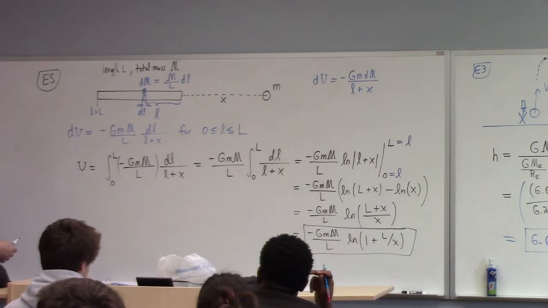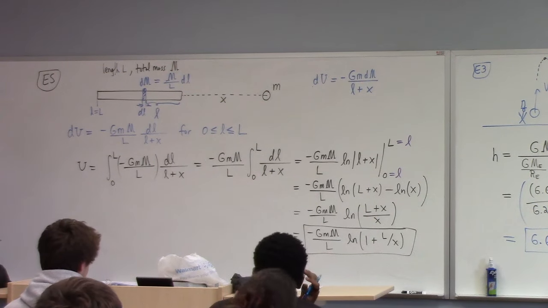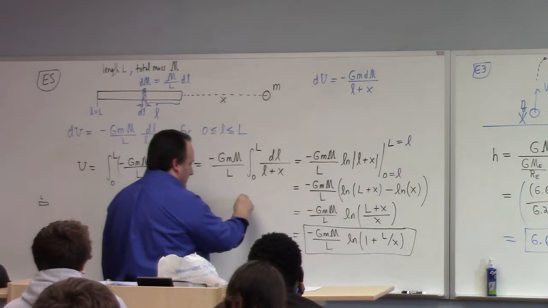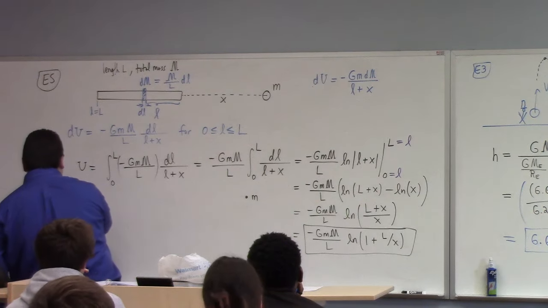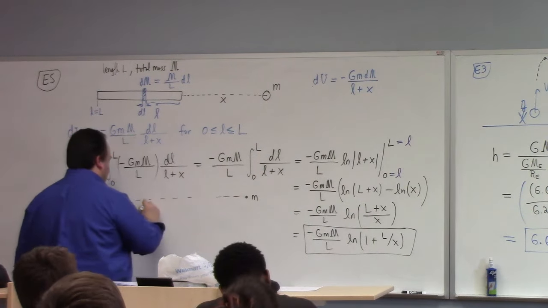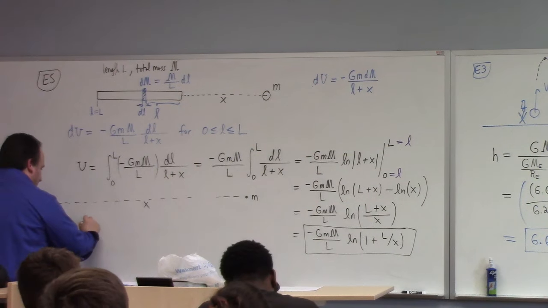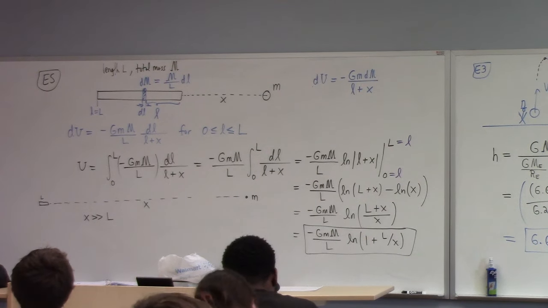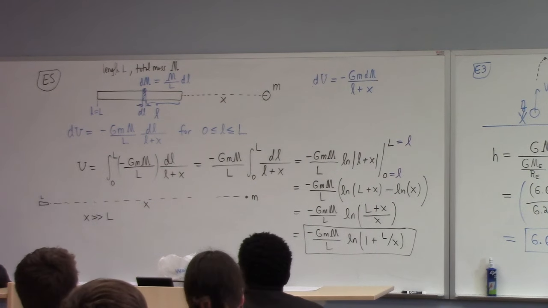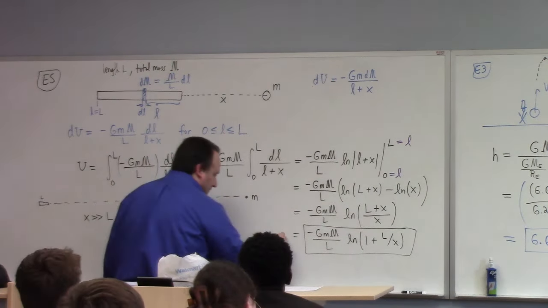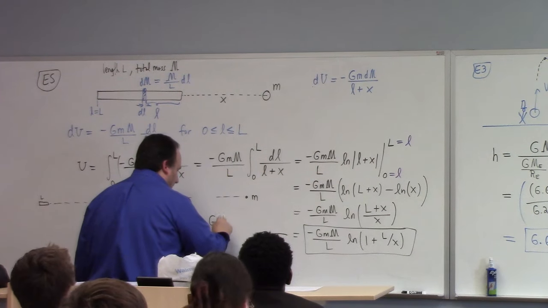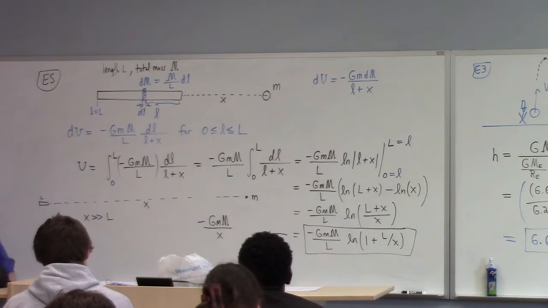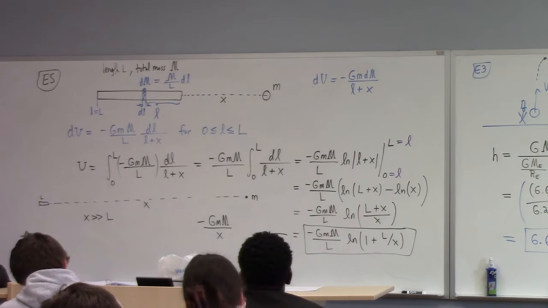Now, so what do you think should happen to this? What if this picture instead looks like this? Here's the rod, and then here's the mass, right? What should the formula be like if this is the situation? What should this be if X is much, much greater than L? Treat it like a point mass. It should just be like a point mass, right? So this formula should really reduce to minus GMm over what? Over X, right? Because that's what the formula would be for the potential energy if we were just talking about these as point masses.